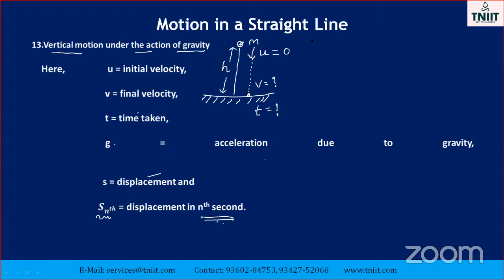What's the formula? Velocity is equal to, or you can use the formula v² = u² + 2as.